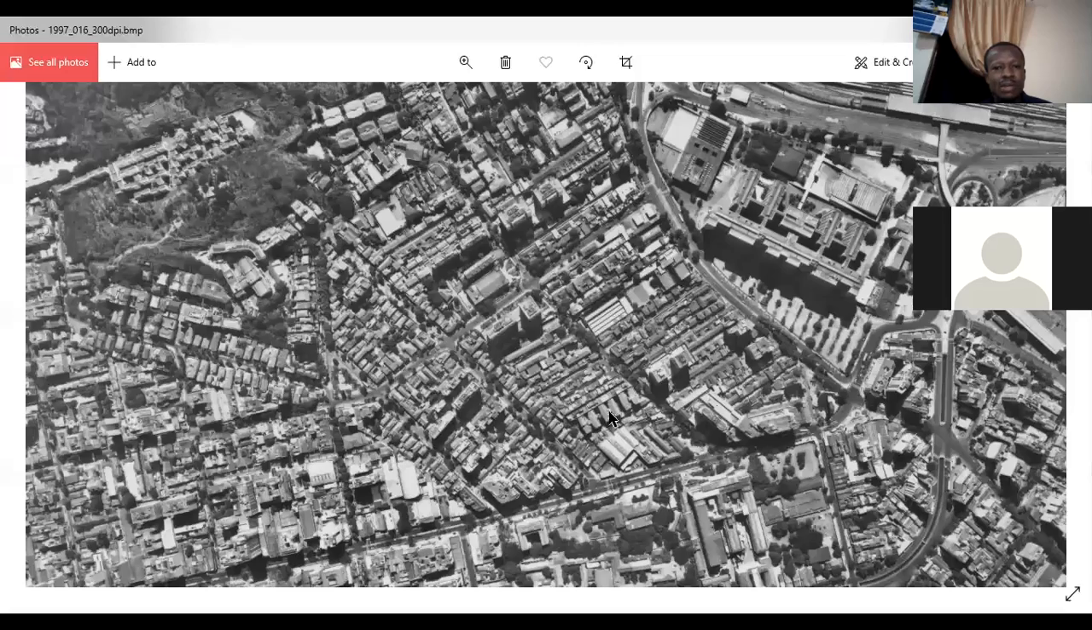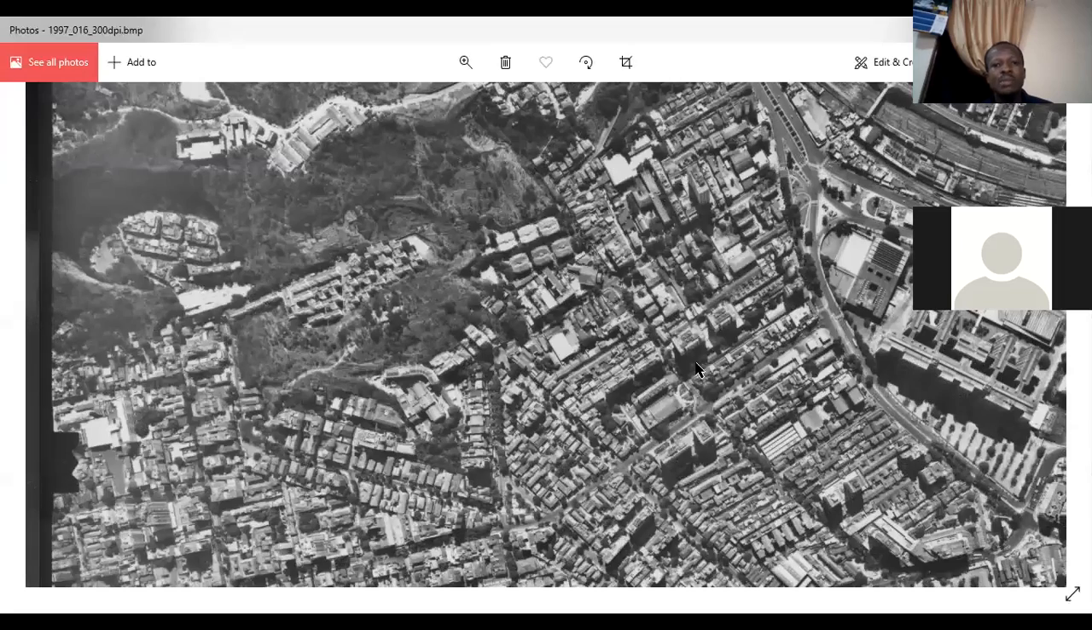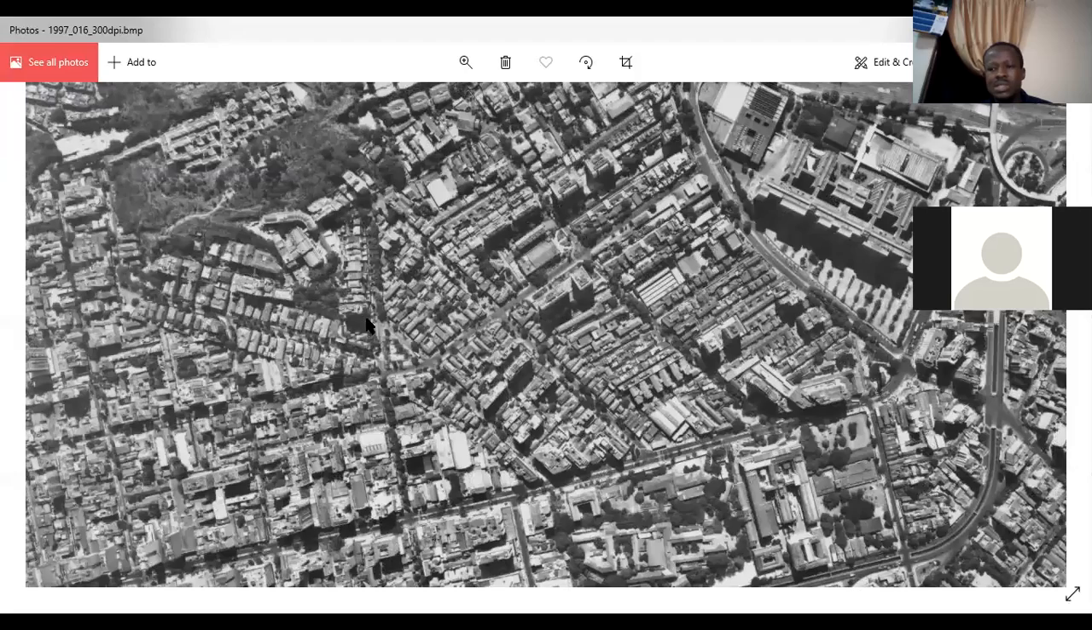Are you looking at the photograph? Maybe you are not. Maybe I wasn't sharing it properly.